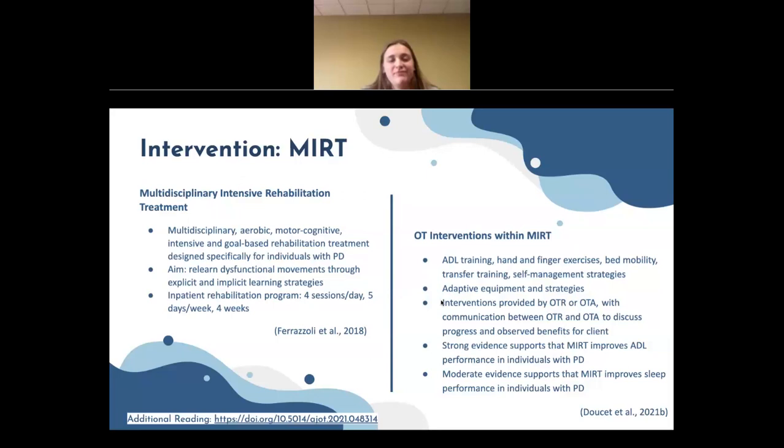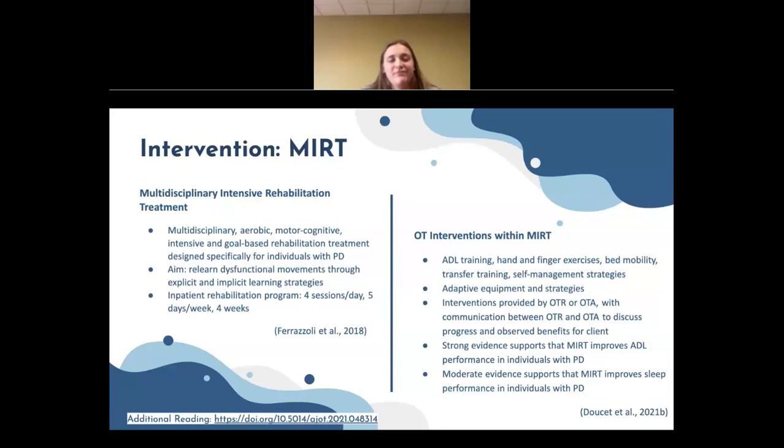OT interventions used within the scope of this treatment program vary on patient needs and current level of functioning, and they include things such as ADL training, hand and finger exercises, bed mobility, transfer training, self-management strategies, adaptive equipment and/or strategy recommendation and training, including ADL training with adaptive equipment. OT interventions are provided by members of the OT care team, including both OTRs and OTAs. For best practice and best outcomes, collaboration between the OTRs and OTAs should occur in order to modify and make changes necessary to a patient's planned care to maximize their rehab potential.